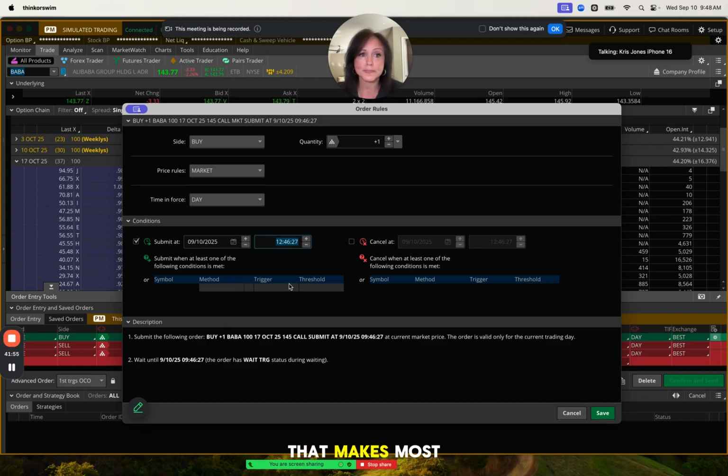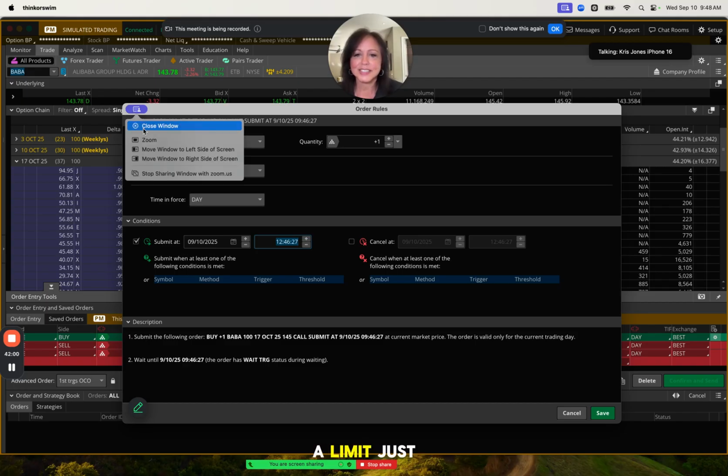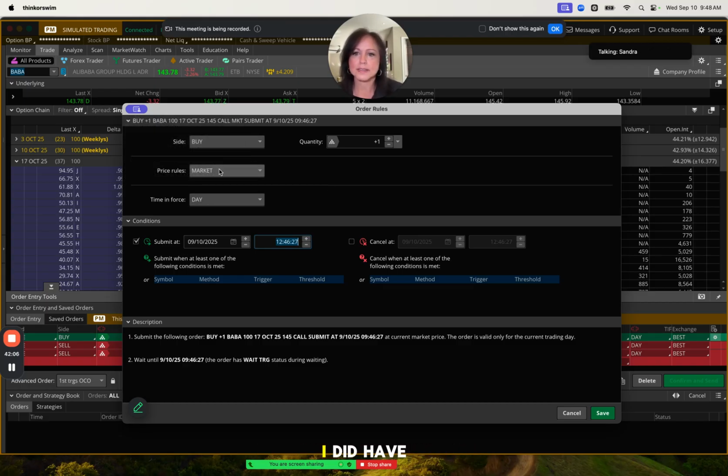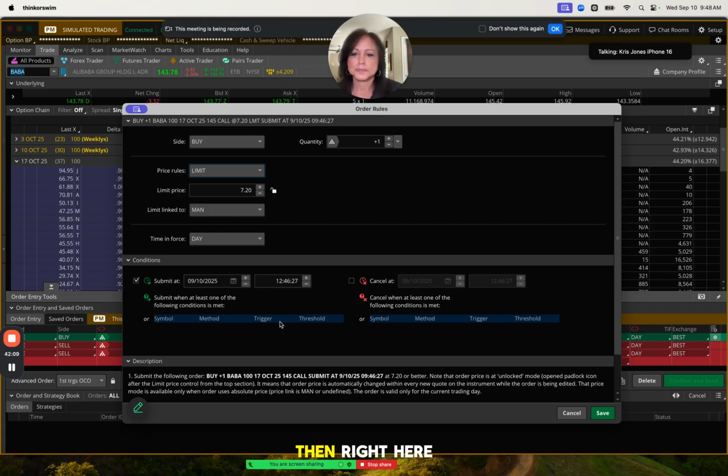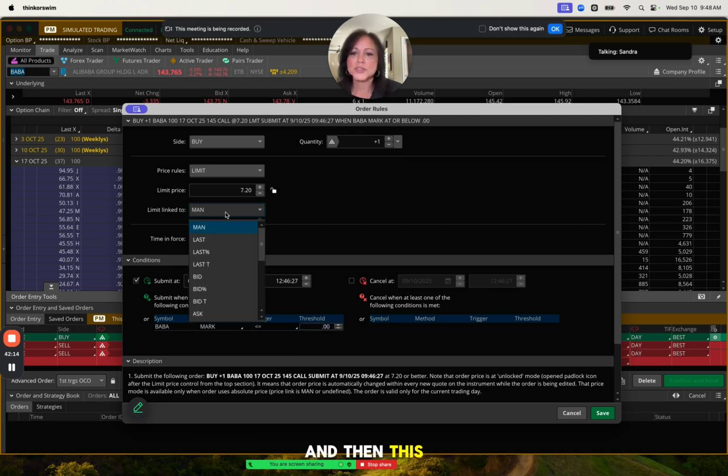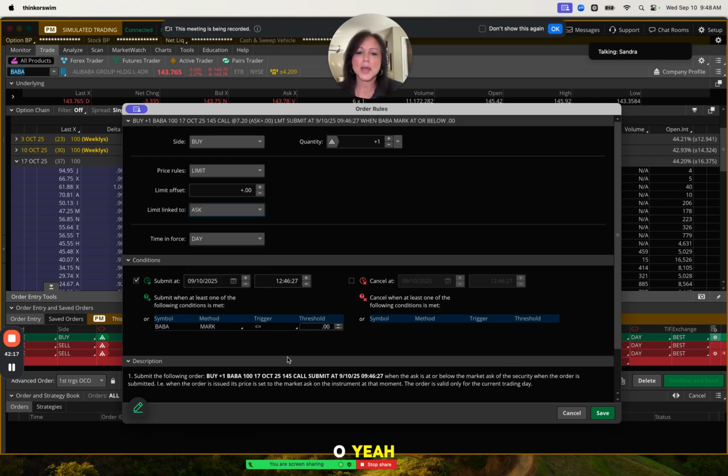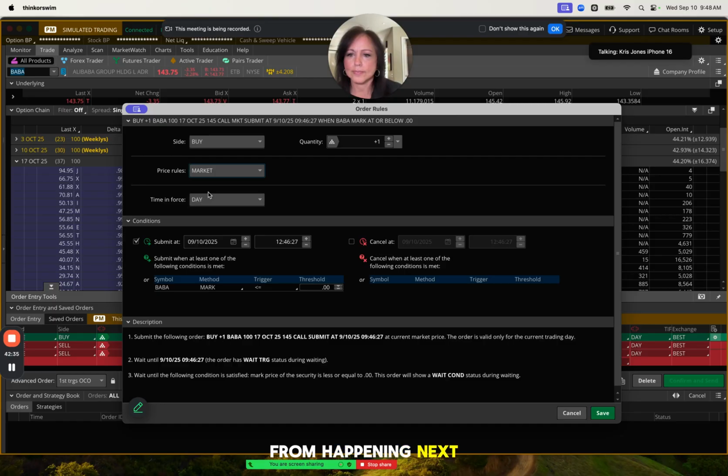Okay, that makes sense. I didn't check the price rules. That was a limit. I did have that set as a limit, and then right here I put in the price, and this was by the ask. Yeah, the problem is because it's a limit order, price has to travel through it, and because it hopped over it, it didn't trigger. Wow. So what do I do to keep that from happening next time?